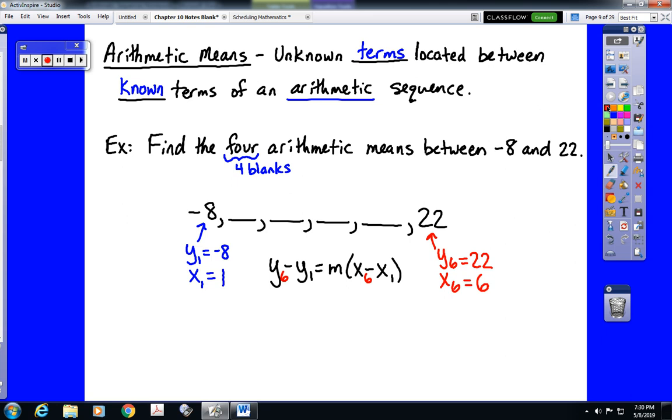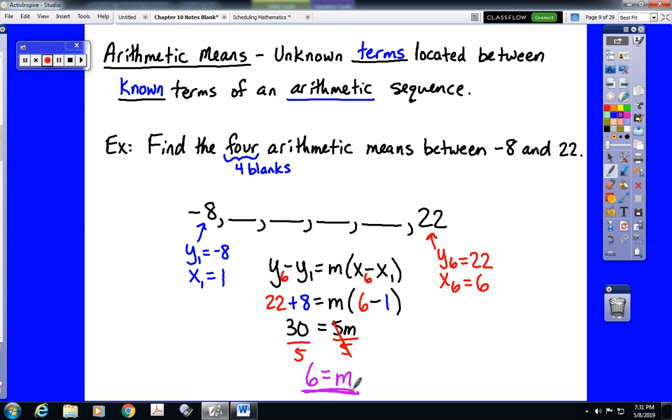So we have 22 minus -8, so 22 plus 8, equals, we do not know m, and then in the parentheses we have 6 minus 1. That is going to be an extremely easy thing for us to solve. 22 plus 8 is 30. 6 minus 1 is 5. So we have 30 equals 5m. We divide by 5, and we get m equals 6. So our common difference is 6.